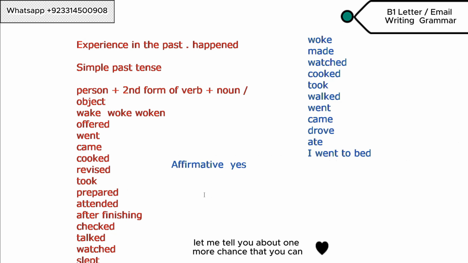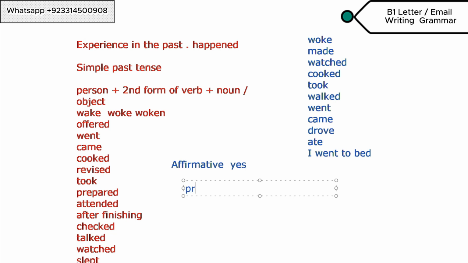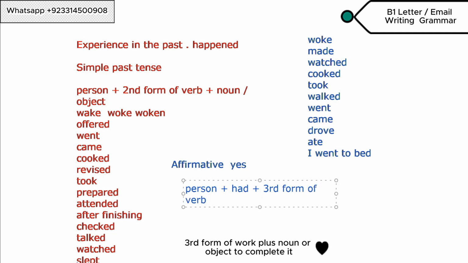Okay. Let me tell you about one more tense that you can use to describe experience in the past in affirmative. For example, you tell me, I had woken up. So you would go with person plus had plus third form of verb. Meaning is same. There is no difference. Third form of verb, plus noun or object to complete it. Do you understand? Okay. For example, now please tell me, what did you do yesterday in the past perfect tense? This is called a past perfect tense. That's a perfect replacement for simple past.